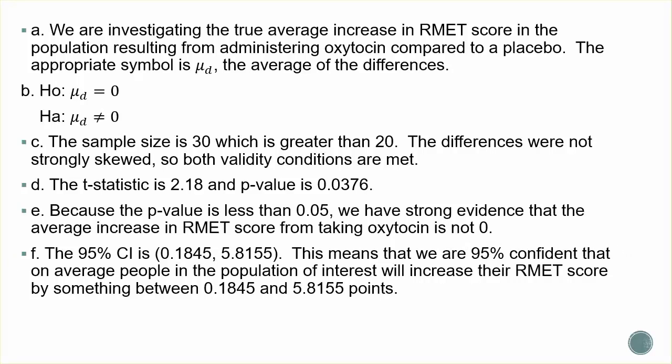So this means that we are 95% confident that on average, people in the population of interest will increase their RMET score by something between 0.1845 and 5.8155 points. Again, we don't know what the true mean for the population is. We're fairly confident it's not 0. We don't know what it is, but if we had to estimate it, we'd say it's somewhere between 0.18 and 5.8, right? And the idea is that the score will increase after taking the oxytocin.